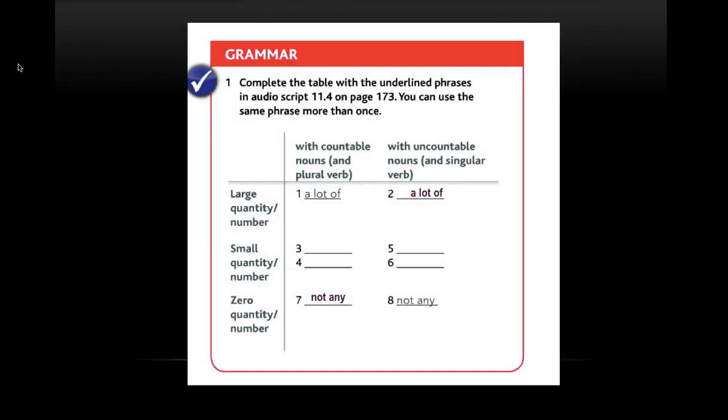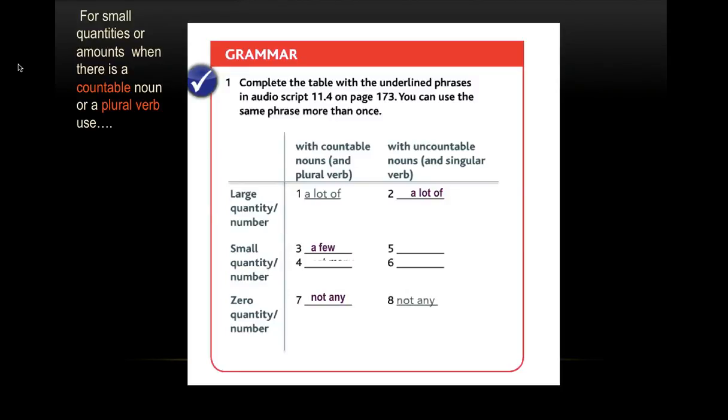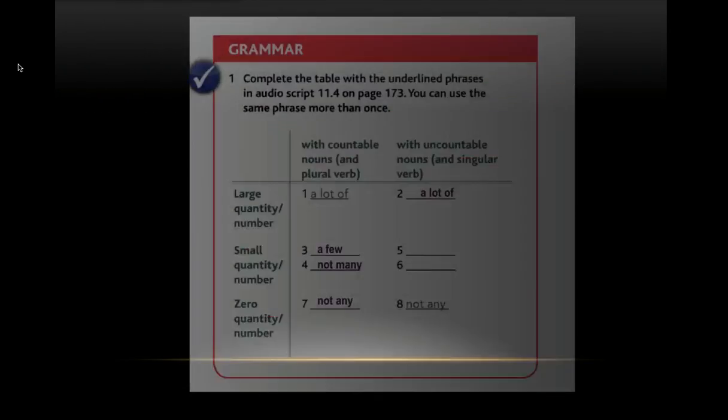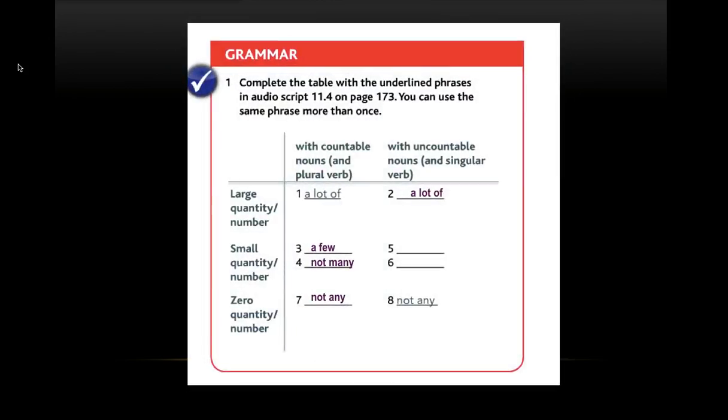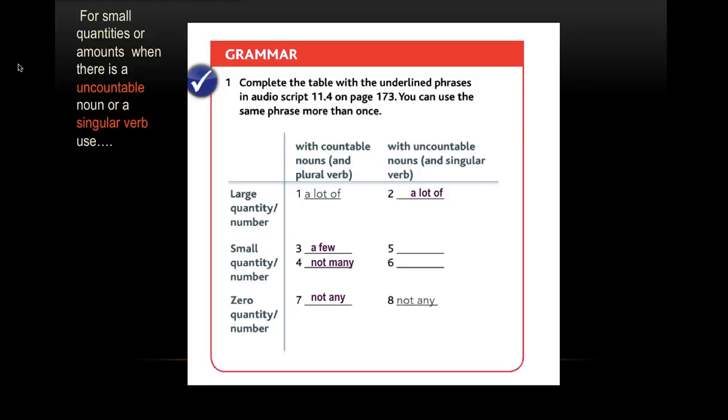The trickiest quantity to talk about would be the small quantities. For small quantities or amounts, when there is a countable noun or a plural verb, we will use a few, not many. The last two, when we talk about small quantities and there are uncountable nouns, we would use a little or not much. I'll give you some examples.